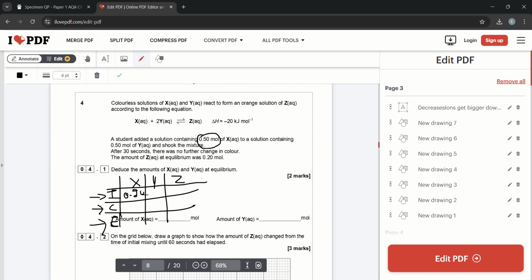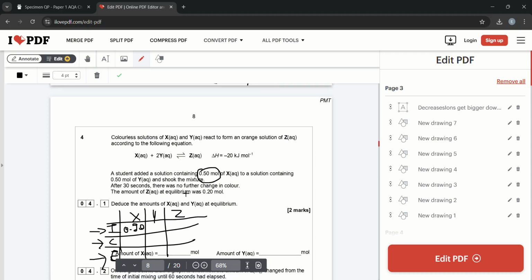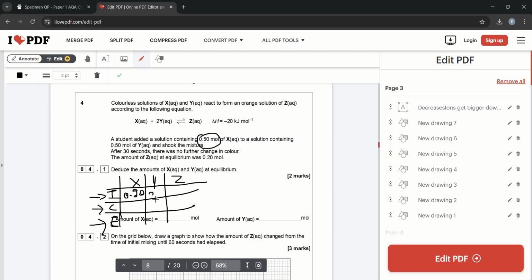How do I know it's initially? Well, it doesn't tell me that those moles were at equilibrium. It also tells me 0.50 moles of Y. And it then tells me that at equilibrium of Z was 0.20. However, it doesn't tell me the initial moles of Z, so we're going to assume it's 0.